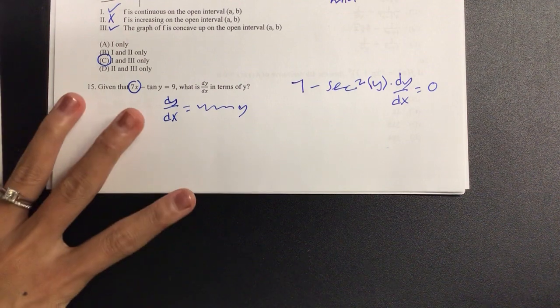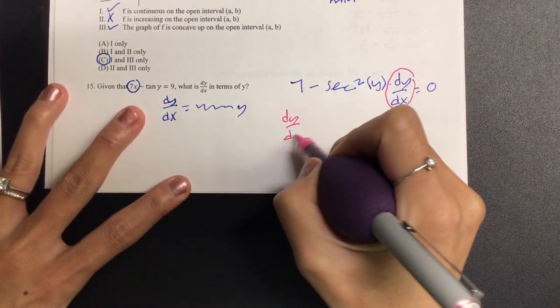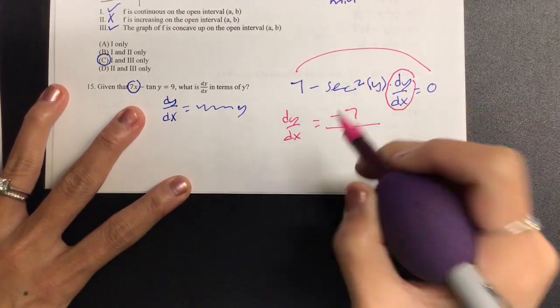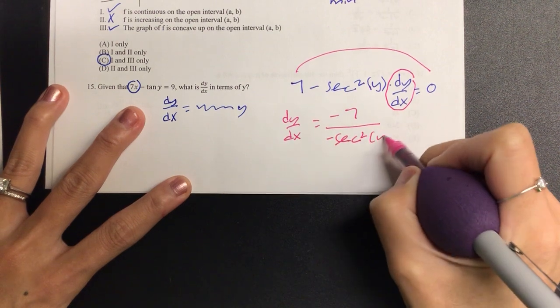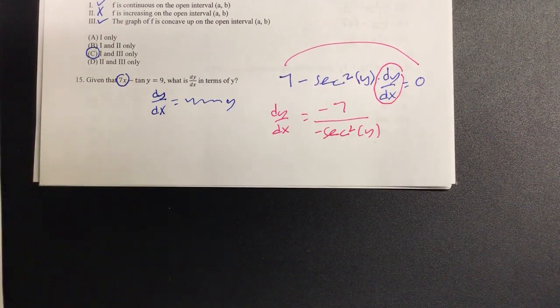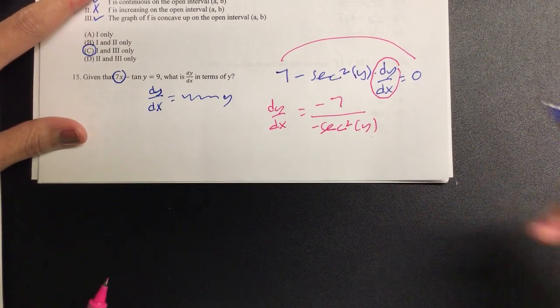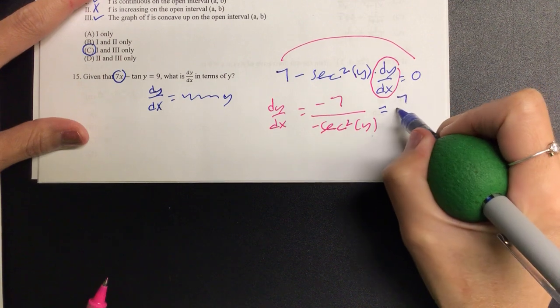So let's do two things at the same time. I'm going to leave this alone. I'm going to move the 7 over by subtracting. That part is algebra. And divide it by the coefficient of dy over dx. Do we see double negatives here? Yeah? What can I do with the double negative? Get rid of it.